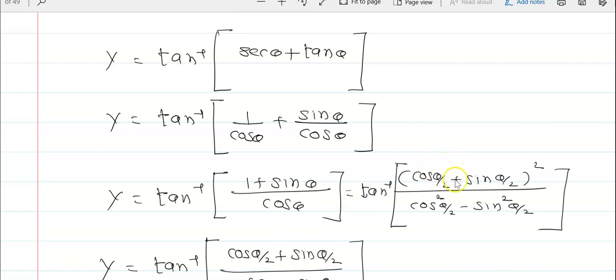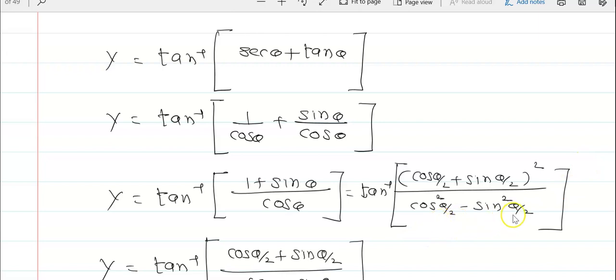This is the cos of theta by 2 plus sin of theta by 2 bracket square. And cos theta means what? Cos square theta by 2 minus sin square theta by 2. The power will get cancelled. That is the cos of theta by 2 plus sin of theta by 2 upon cos of theta by 2 minus sin of theta by 2.